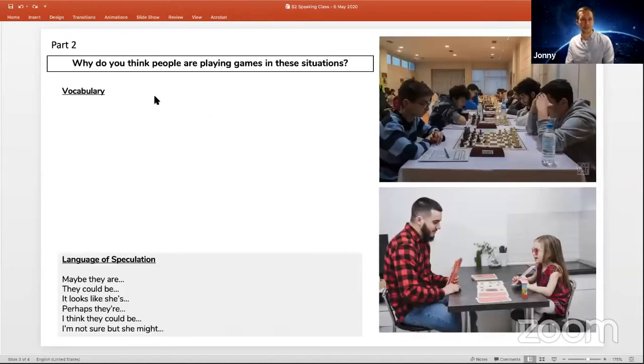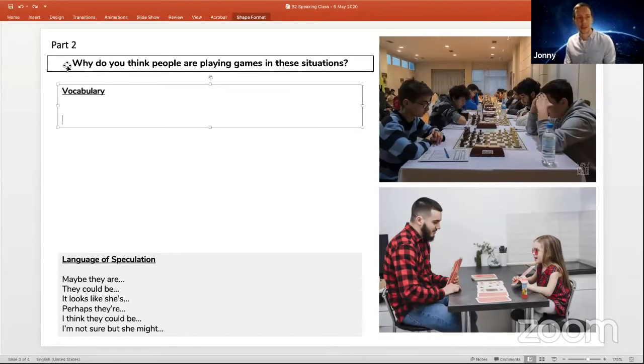And the question is, why do you think people are playing games in these situations? We've got two pictures again. So tell me what you can see, and then tell me also why you think people are playing games in these situations. Are they the same situations, or are they different? Are they playing for the same reasons? Are they having fun, or is it serious? What can you see?